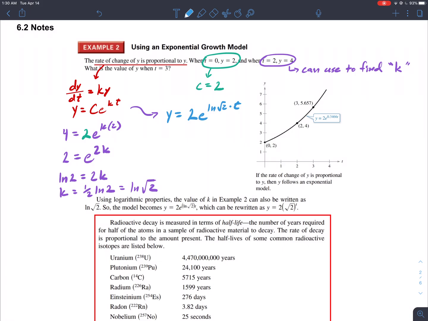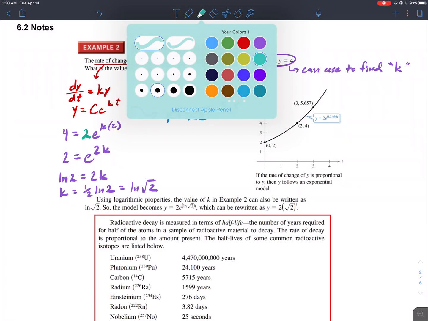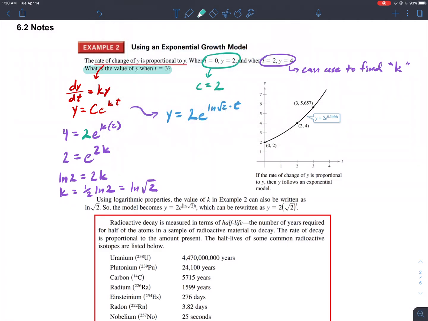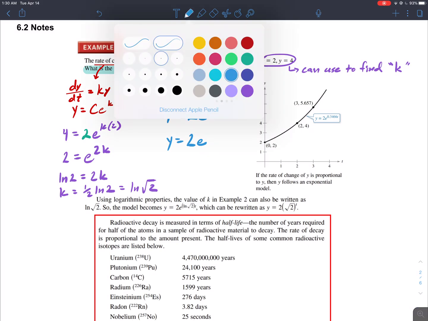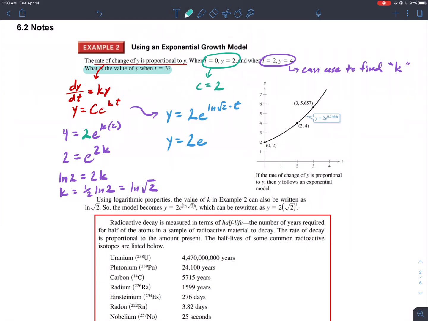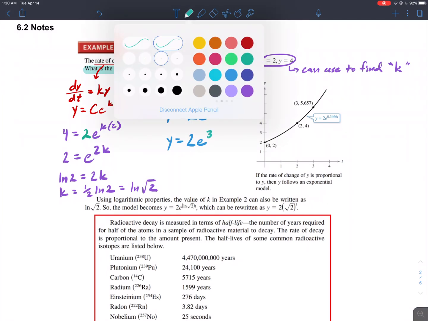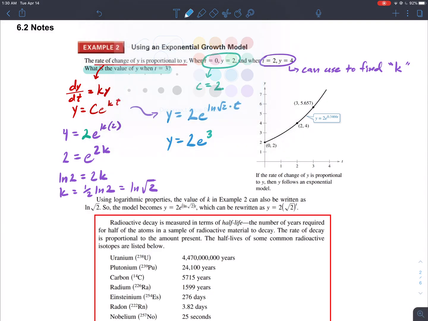So there's my model. And now the final question, I should say, is what is the value of y when t is 3? Okay, well, I'll just let t be 3. Y equals 2 e to the 3 ln square root 2. Plug that in a calculator, and you get 5.657. And that is our answer.